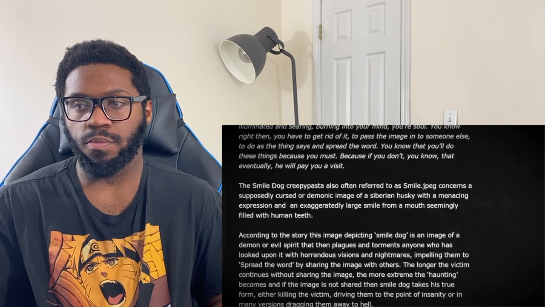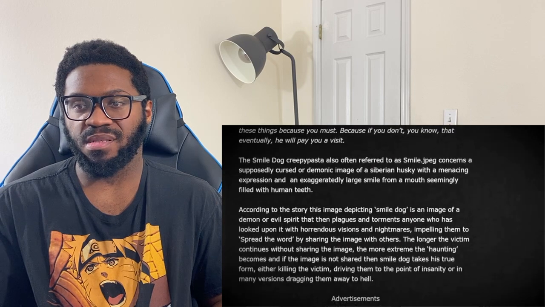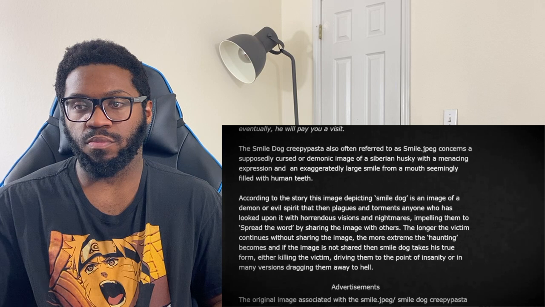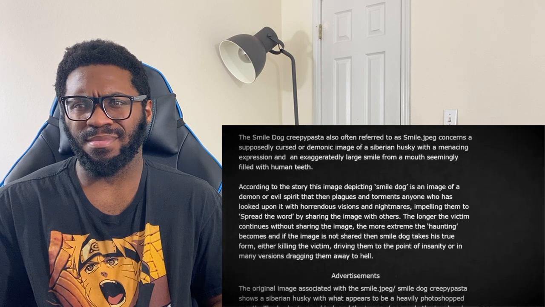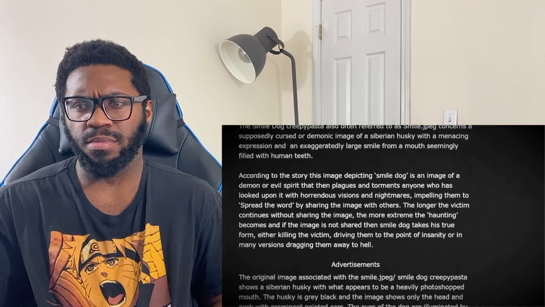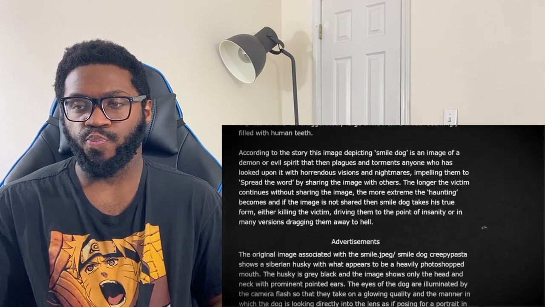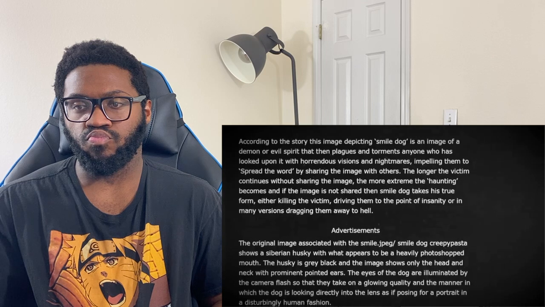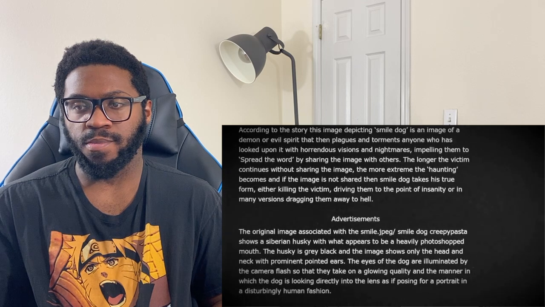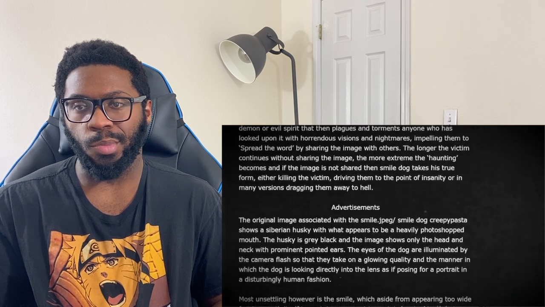According to the legend, if someone sees the image, they will instantly feel compelled to share it with everyone they know. This is necessary because it's said he'll pay you a visit if you don't. The legend states that the dog represents a demonic creature or bad spirit that would purportedly torment the victim until it becomes its real form and kills them. Unless they distribute the photo, of course.